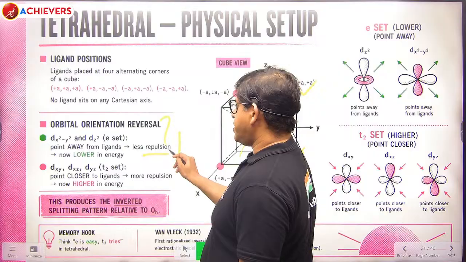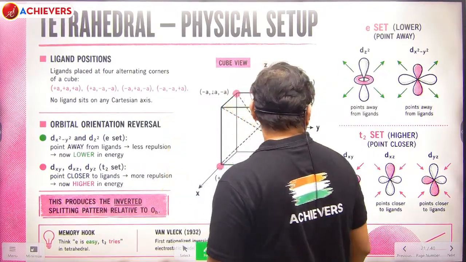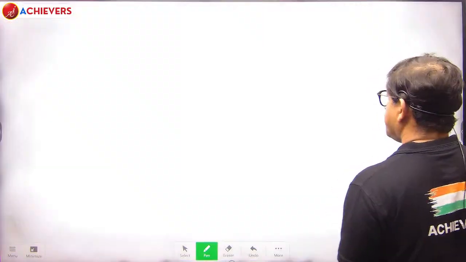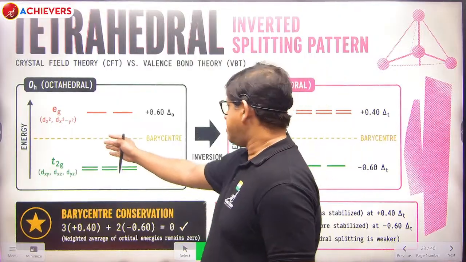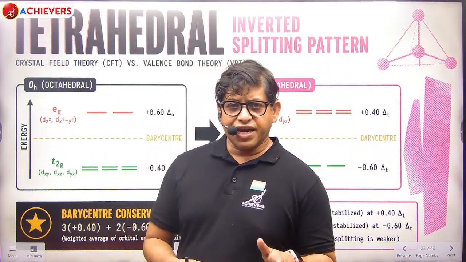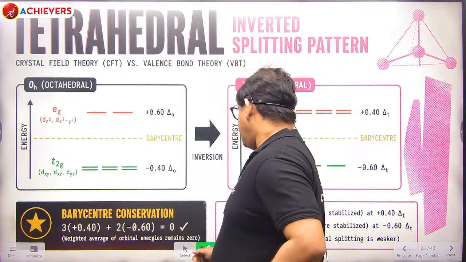So complete reversal with respect to the octahedral. Here we are getting a complete reversal. This is octahedral, and that is the barycenter, the average energy of the d orbitals before and after splitting. So that is the barycenter.